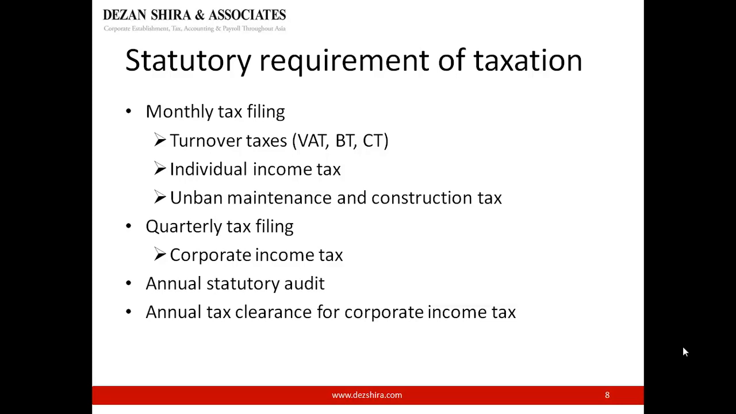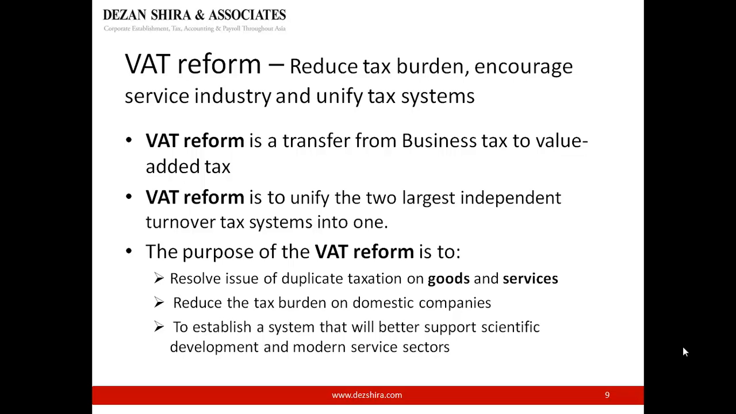Today, the third part will be the introduction on what is happening in China. This is what we call the VAT reform. The VAT reform is the transfer from business tax to value-added tax. It is also to unify the largest turnover tax system into one. So the purpose of this VAT reform, first of all, is to reduce the tax burden, which I will explain afterwards, and also to encourage the service industry.